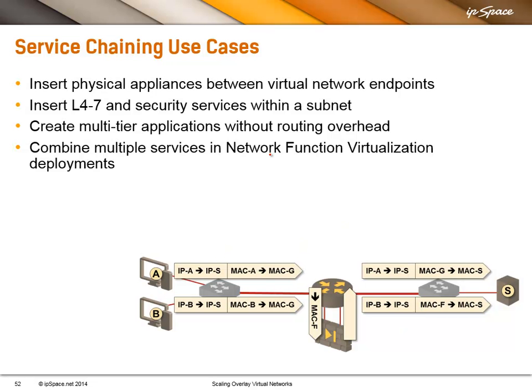Let me briefly run through what service chaining is and what the use cases may be. You may want to insert some physical appliance like a firewall between virtual machines, or you may want to insert some network services or security within a subnet, or you may want to create multi-tier applications, but you don't want to split them in subnets, you don't want the routing overhead, or particularly in NFV (network function virtualization) environments, you might want to combine multiple services into a single user experience.